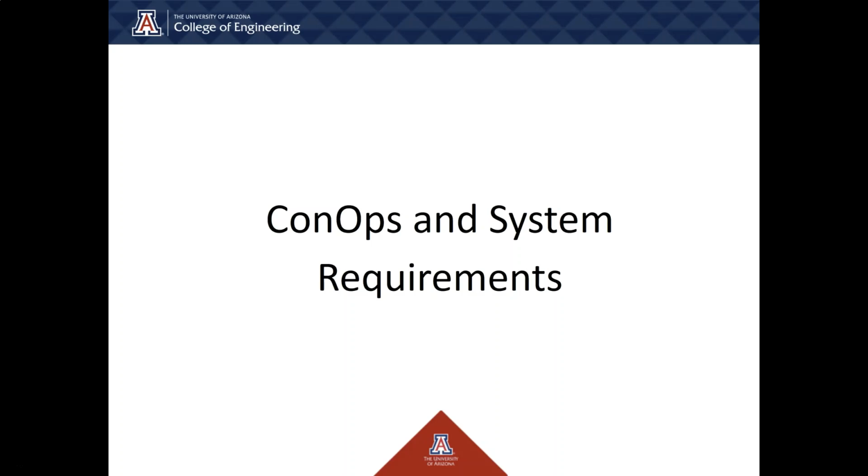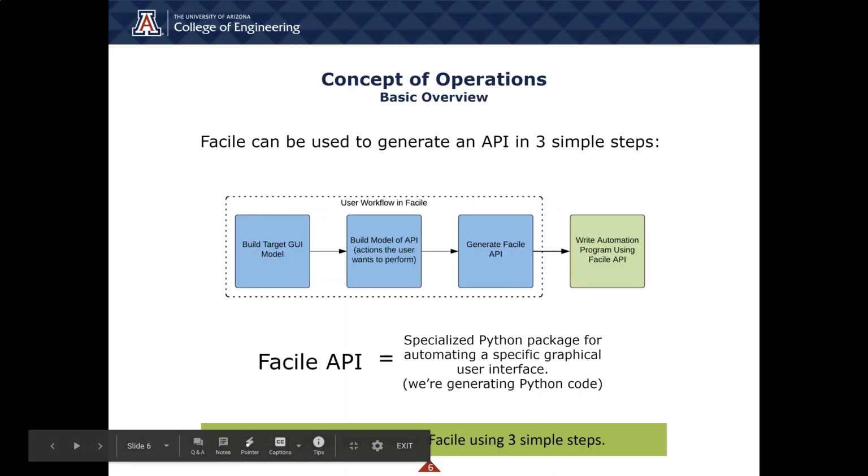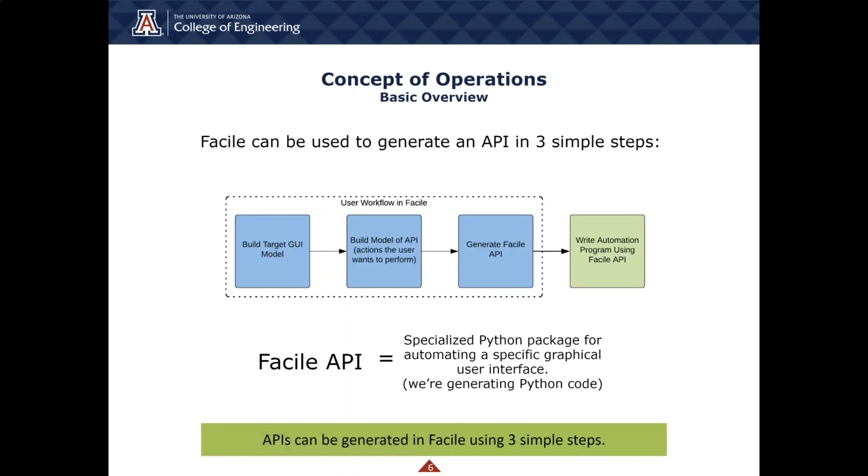Now we'll talk about our ConOps and system requirements. The user can generate a Facil API in 3 simple steps. The API can then be used in a custom program. A Facil API is a specialized Python package, which makes Facil a code generator.